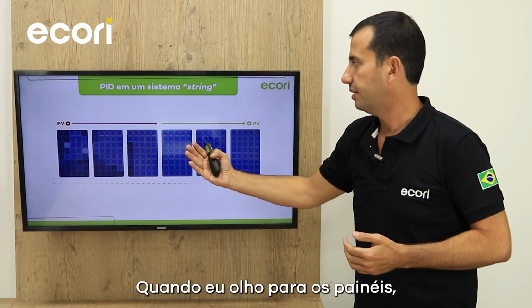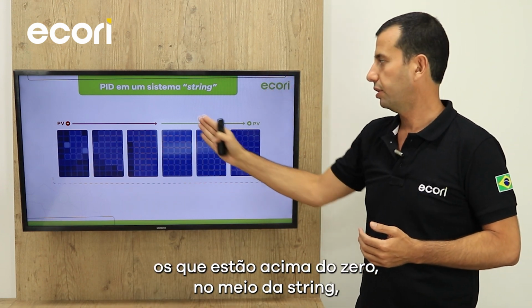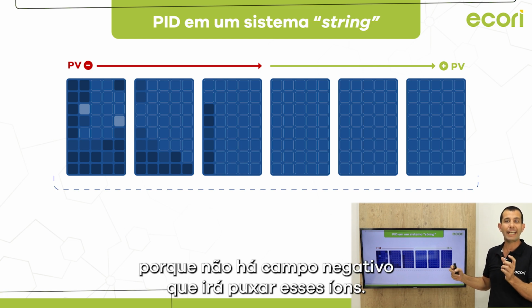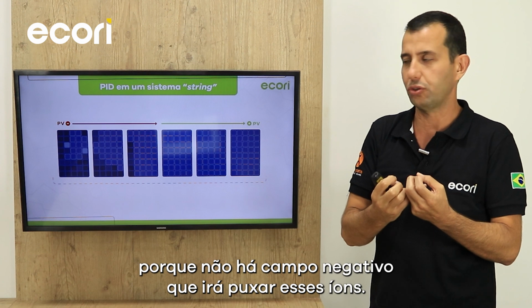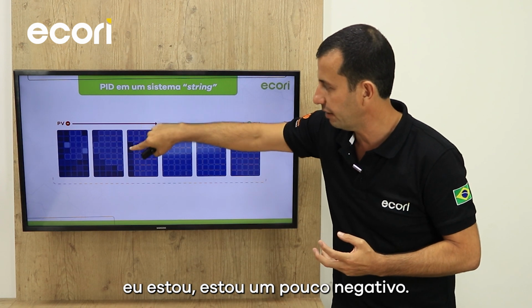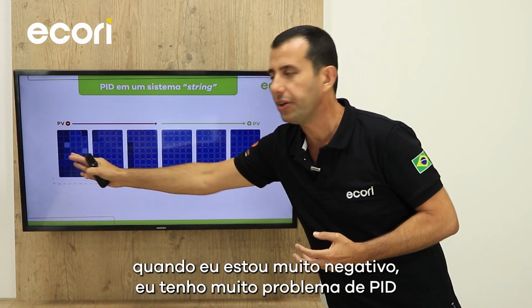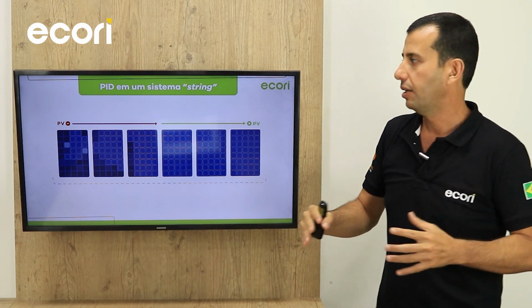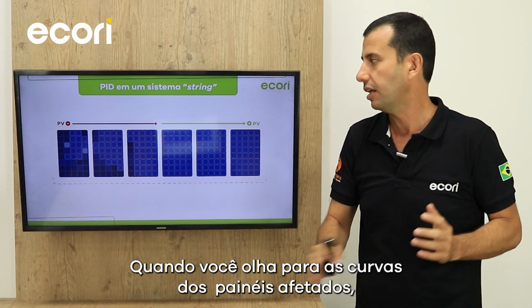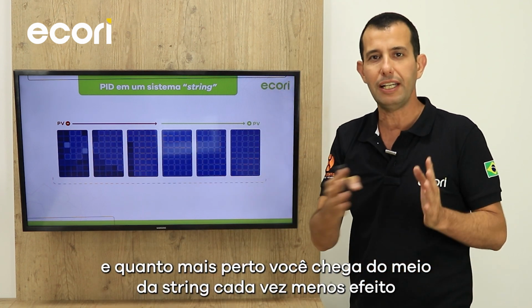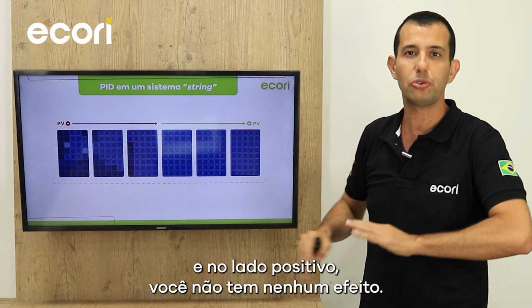When I look at the panels above the zero, the middle of the string, more toward the positive pole of the string, they don't have the effect because there is no negative field that will pull these ions. But when I get to the negative side, the more negative I am, here I'm a little negative, I have a little PID problem. When I'm very negative, I have a lot of PID problem. And I can actually see this degradation like a ladder when you look at the curves of affected panels: very affected at the negative pole, and the closer you get to the middle of the string, less and less effect, and on the positive side, you don't have an effect at all.